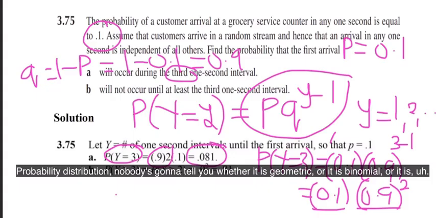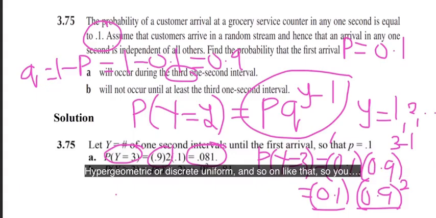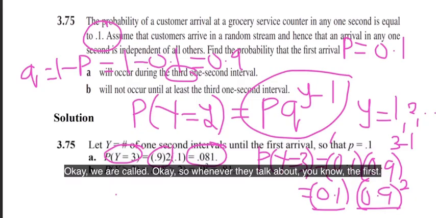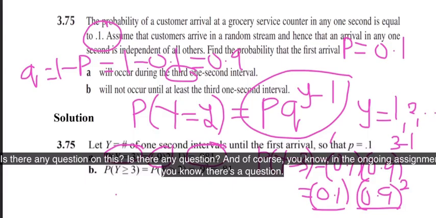In an exam, if I set a question that has to do with discrete probability distribution, nobody is going to tell you whether it is geometric or binomial or hypergeometric or discrete uniform and so on. You will be the one to figure it out from the question. I know that this is going to be geometric because they said find the probability that the first arrival will occur. Whenever they talk about the first success in a series of Bernoulli trials, you should know that the probability distribution of interest should be geometric. Is there any question on this?